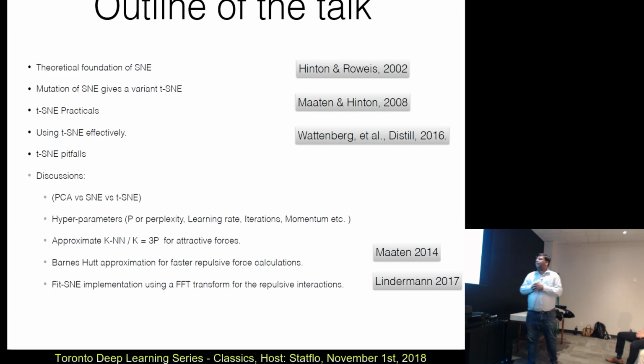So if we go next, the outline of the talk is organized in this way: I will first give you a little teaser on why you should be excited about t-SNE, and then I will slowly develop the theoretical framework of t-SNE, which is the math behind it. The way I will do it is I will introduce SNE and then say how SNE can be mutated to make a variant which is t-SNE, which was the paper which came 6 years later in 2008.